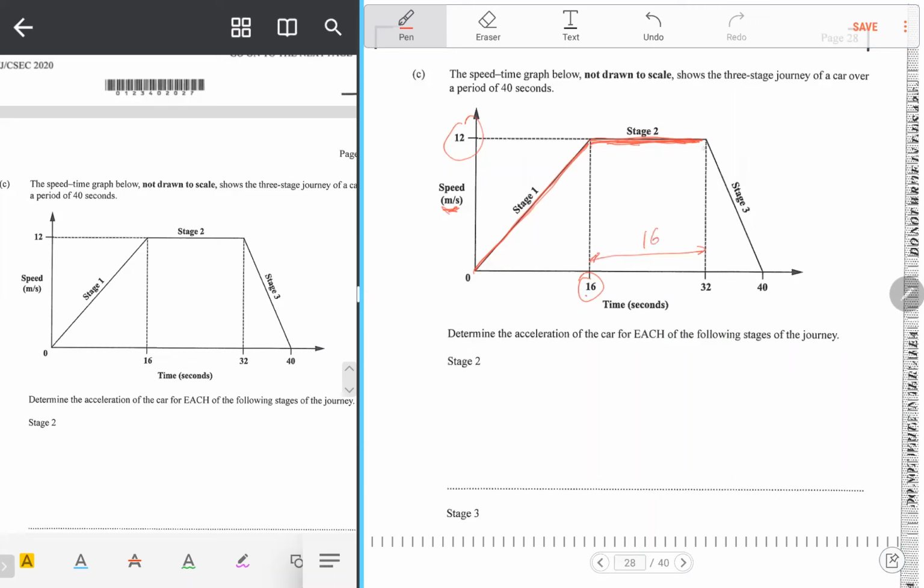And then here now, it decelerates to rest, comes back to rest. So this is decelerates to rest, or retards. They call it deceleration or retardation. So deceleration, or they call it retardation. And deceleration is just negative acceleration.